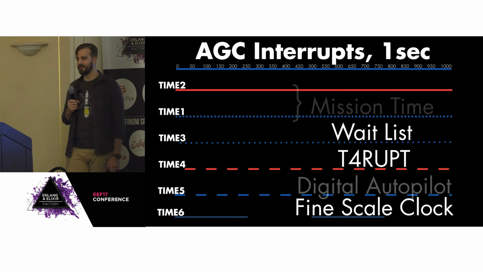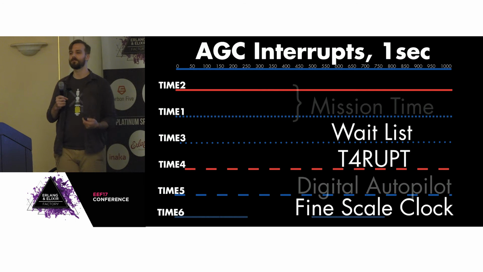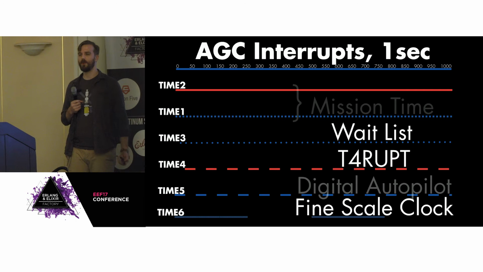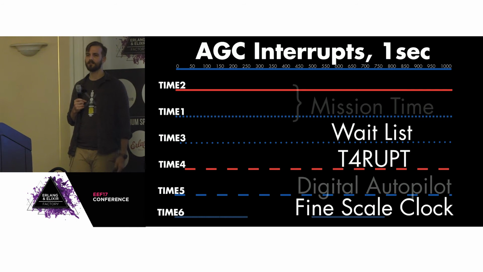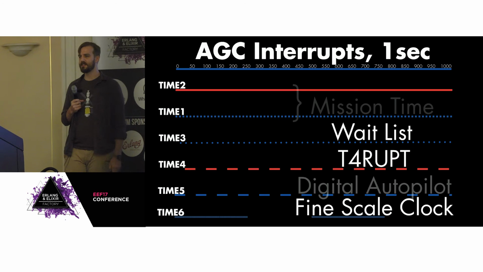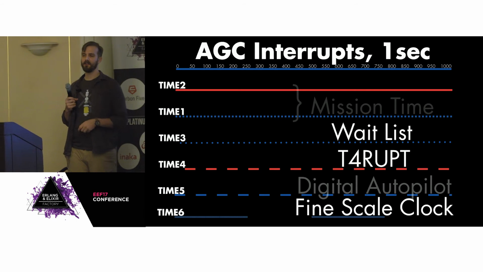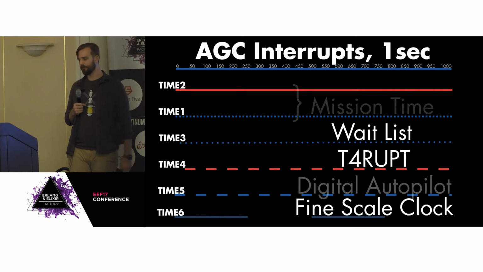And the neat thing about the AGC is that many of these timers were programmable. So it was possible for software to manipulate the rate at which these things ticked. The wait list, the T4 rupt, and the fine scale clock. So if someone was pressing buttons on the DSKY, the T4 rupt would be programmed to fire more rapidly so the astronaut didn't get frustrated.